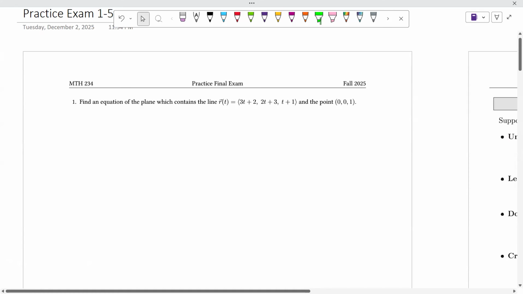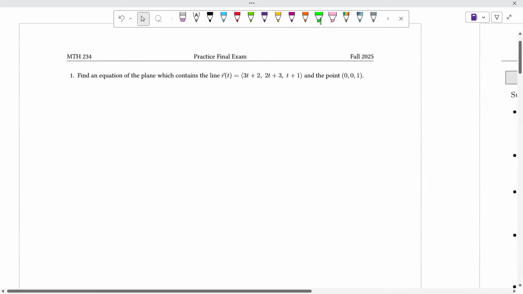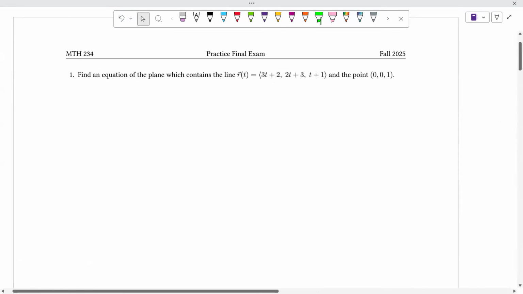Number one, we want to find the equation of a plane which contains the line R, given right there, and the point (0, 0, 1). So, conceptually, real quick, the thing that we want.